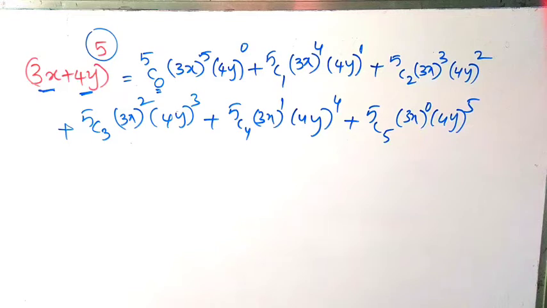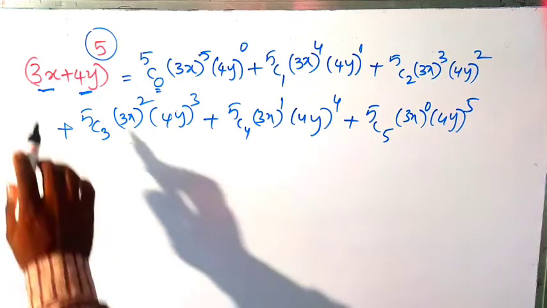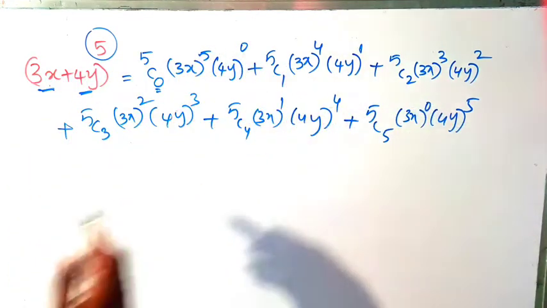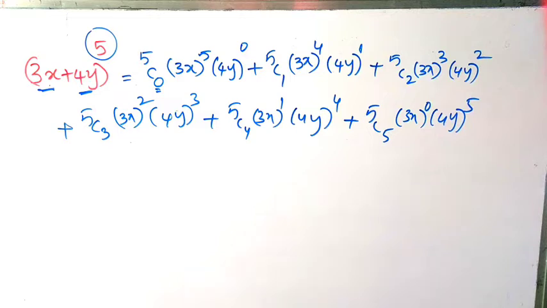This is the actual expansion, clear. So 5c0, 5c1, 5c2, 5c3, 5c4, 5c5 are the coefficients here, and for the x and a powers, the first term's power, that is 3x, is decreasing and the second term's power is increasing, okay.